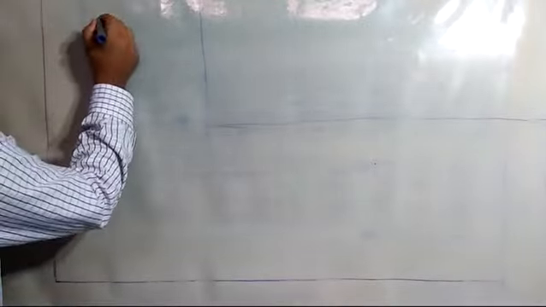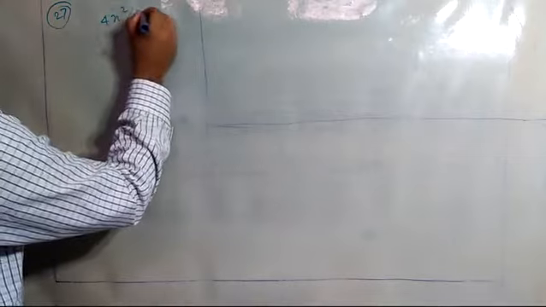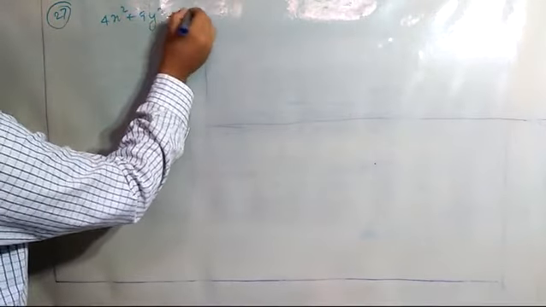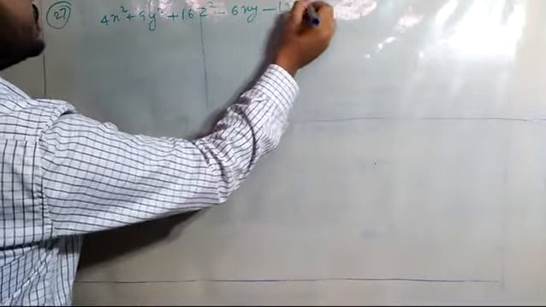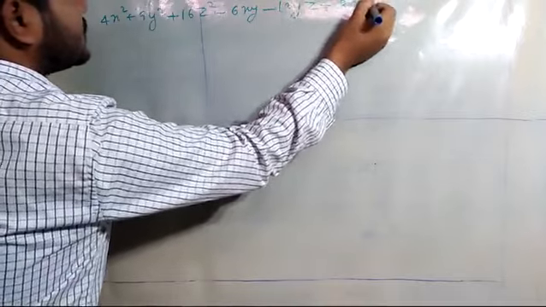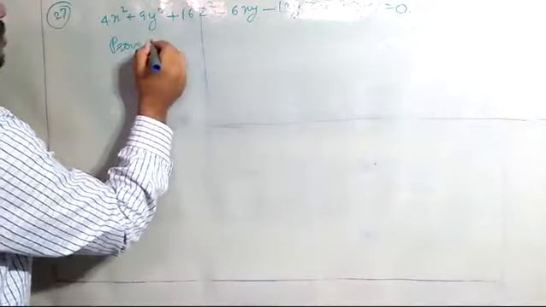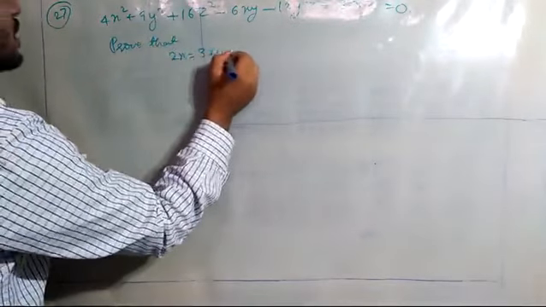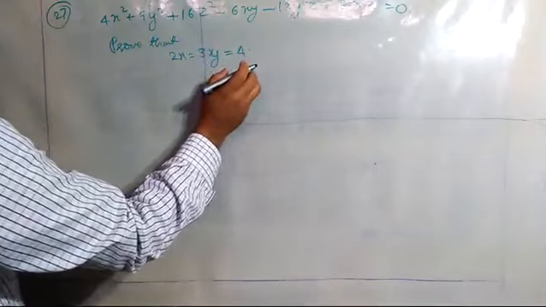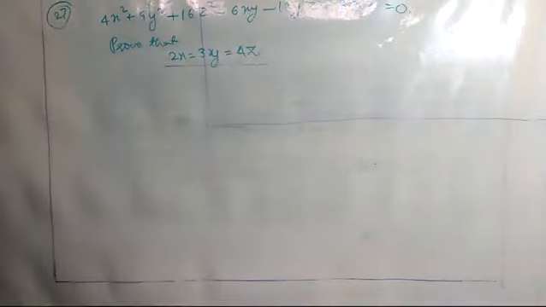Now question number 27 of this exercise says that 4x square plus 9y square plus 16z square minus 6xy minus 12yz minus 8xz is equal to 0. Now what we have to prove? Prove that 2x is equal to 3y is equal to 4z. Correct. This is what we have to prove.